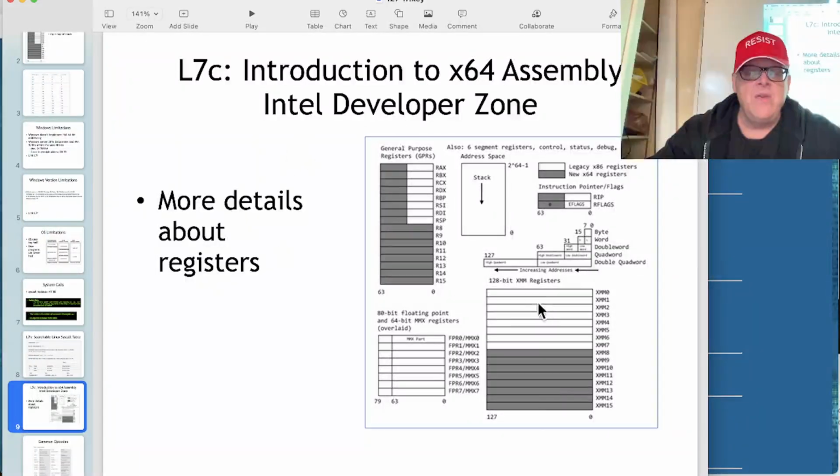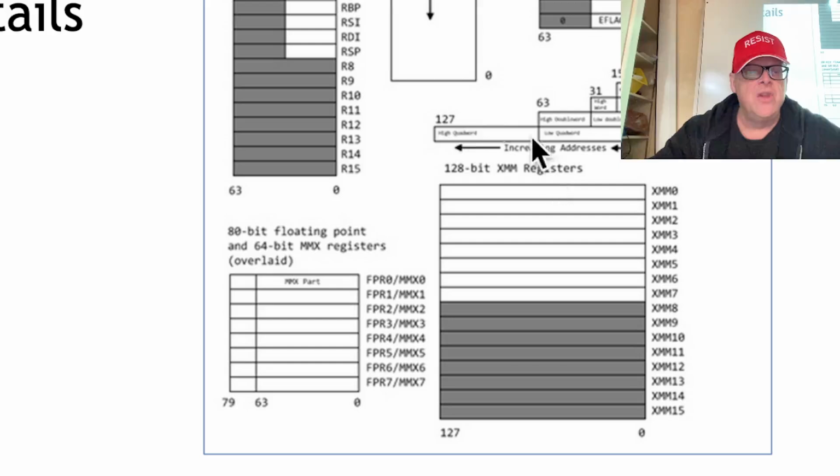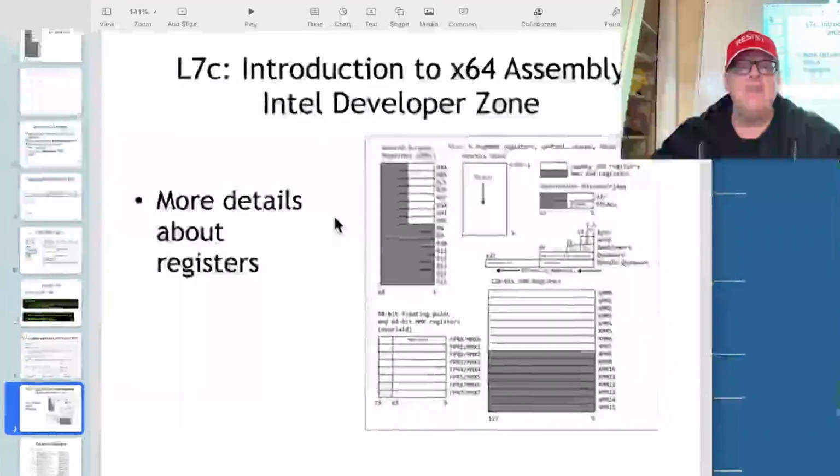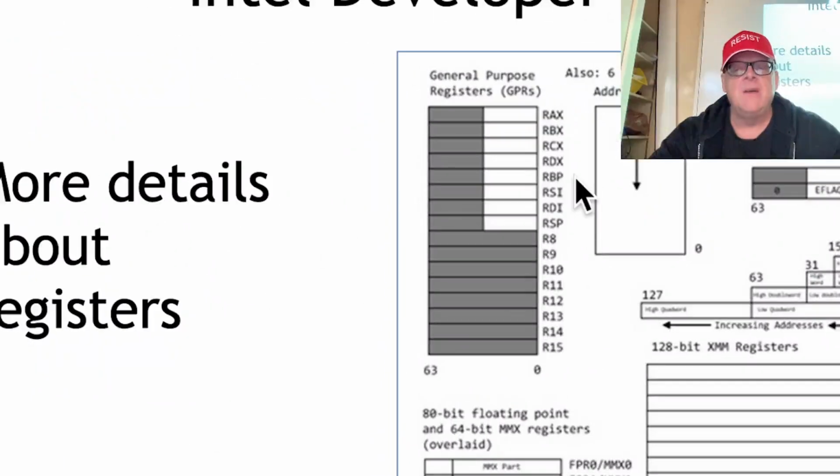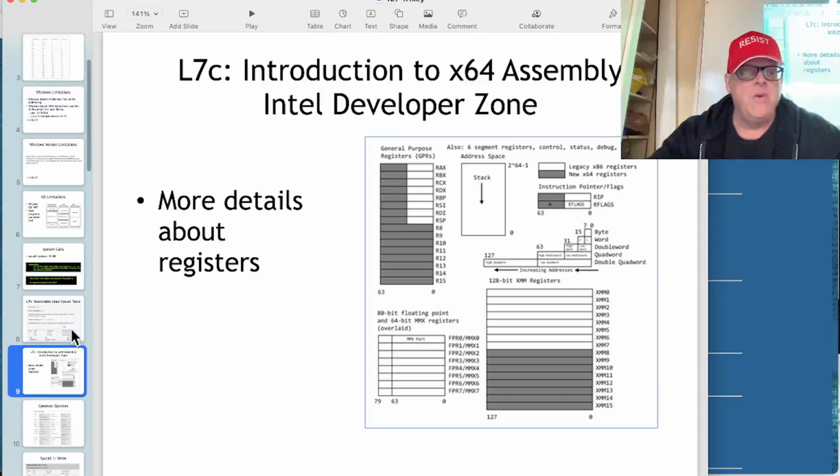And so you can get a lot more detail about the registers here. There are more registers. There's 128-bit registers. There's 80-bit floating point registers and so on. There's a bunch of other registers other than these main general-use ones that we're going to talk about in the 64-bit operating system.